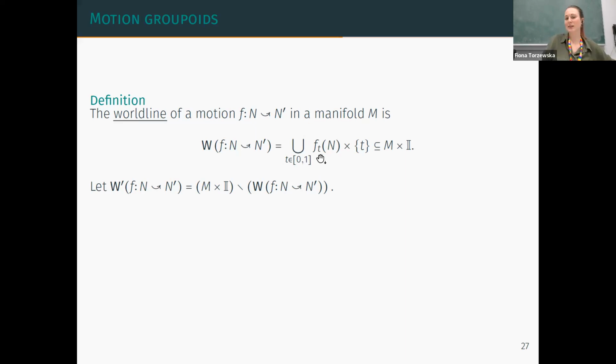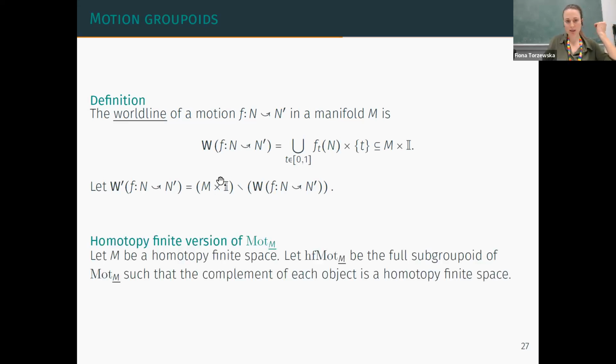So just precisely this braiding that I put on the slide before. And then we're going to define this W prime, which is just the complement of the world line in M cross I. And then to construct a functor into our category of homotopy cobordisms, we're going to need to put some finiteness condition on our motion groupoid. So we just denote by HF mod M the full subgroupoid of mod M, such that the complement of each object is a homotopy finite space.